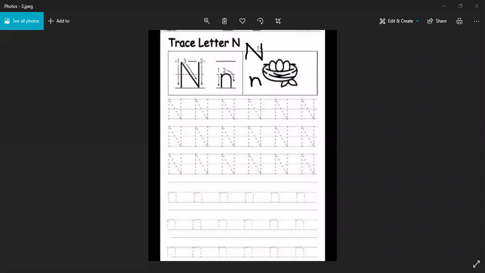This is writing practice page. You take pencil and trace the N, capital N and small n. Okay, children. This is writing practice page. You should practice with pencil. Clear? Yes, next.